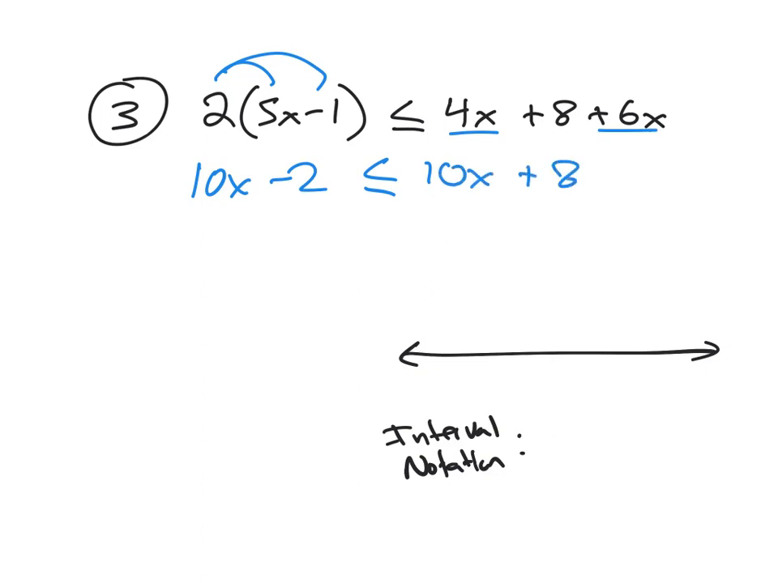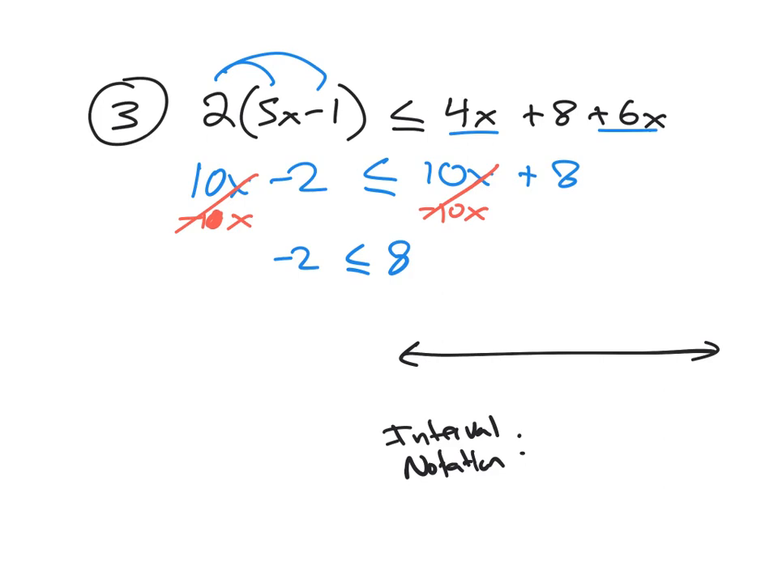Okay. Deal with the x's first. I'm going to subtract 10x from both sides. And whoa, what happens? They cancel. Look at that. That's a 10, not 100. So those cancel and those cancel. I'm left with negative 2 is less than or equal to 8. All the x's canceled out.